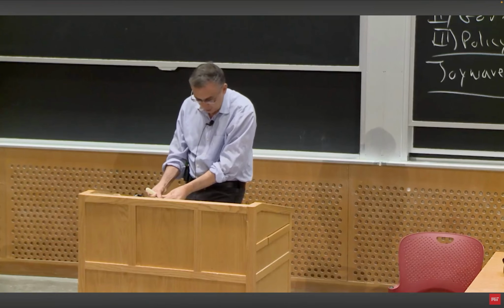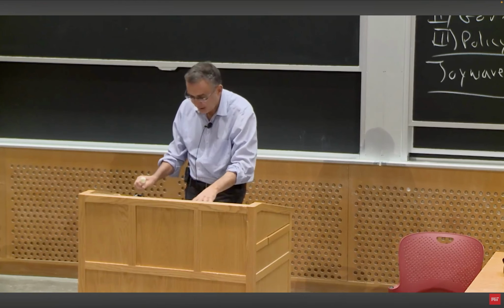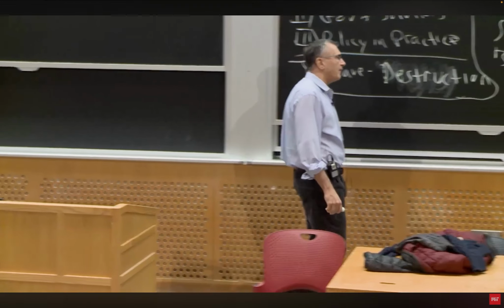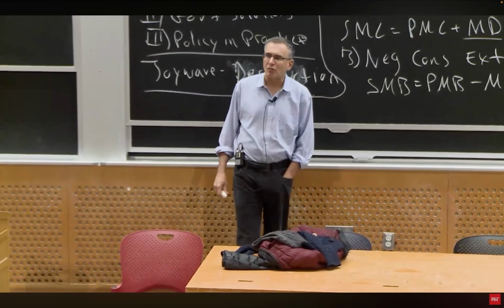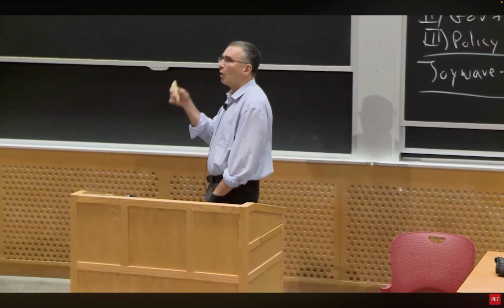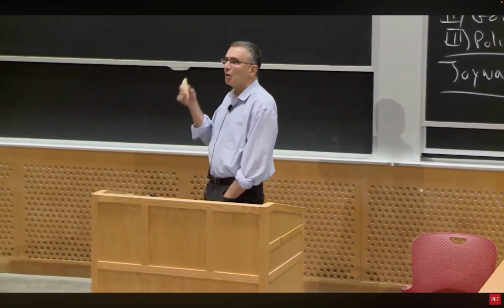Okay? So that is another example. You note here we used a number, we used 40 cents. That's the best estimate. 40 or 50 cents is the best estimate of what the negative externality is from smoking. About 40 to 50 cents a pack. If you add up all the costs smokers impose on society, it's 40 to 50 cents a pack, and that's why we use that as a constant marginal damage here. So given this, there's overconsumption of cigarettes.